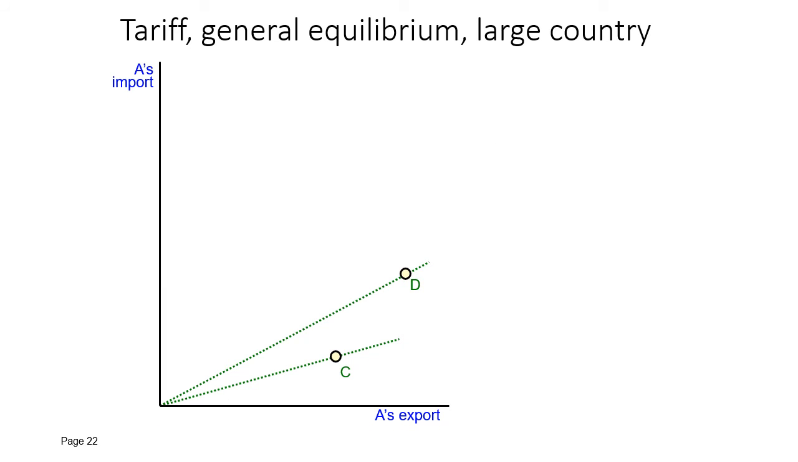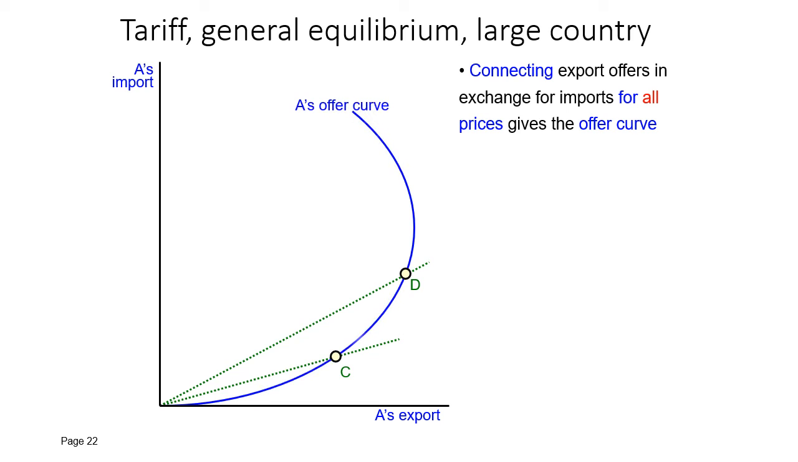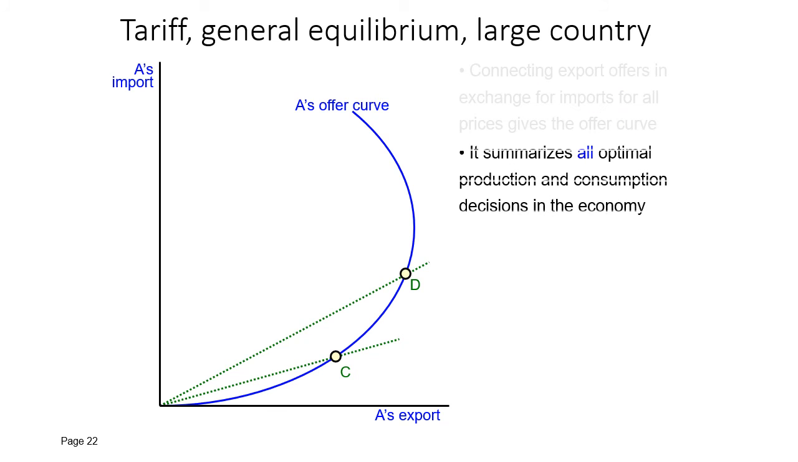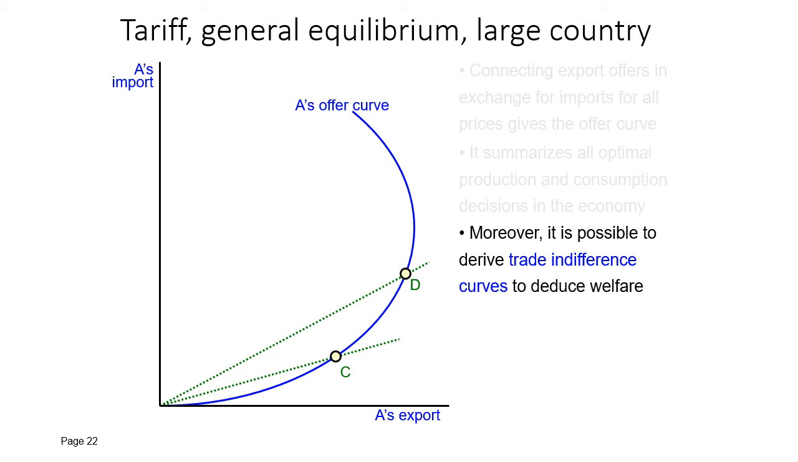So what happens now is that we can trace for every relative price the optimal position that a country would choose. Right? And when we trace all those points for each relative price, we call this the offer curve. So that basically connects all our export offers that we offer in exchange for all our imports. In essence, it summarizes all the optimal production and consumption decisions for our economy.